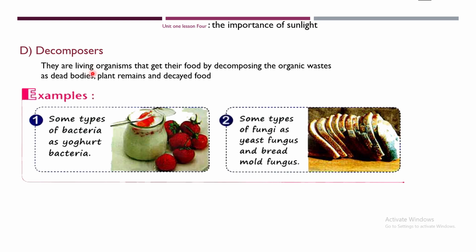Examples for the decomposers: they are used for some useful benefits, such as creating some types of yogurt, like some types of fungi, yeast fungus, and bread mold fungus. And of course there is some importance of the decomposers, that they help us to get rid of the bodies of the dead organisms and the plant remains, as we said now. They increase the soil fertility, and they are used in a lot of industries such as making yogurt.